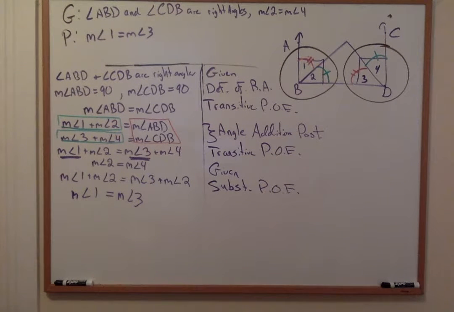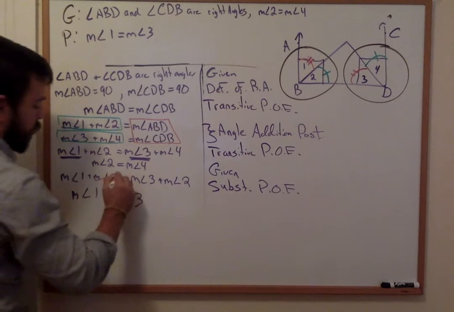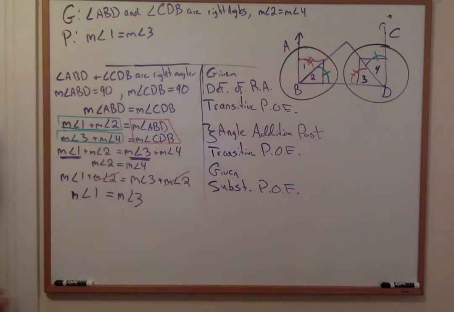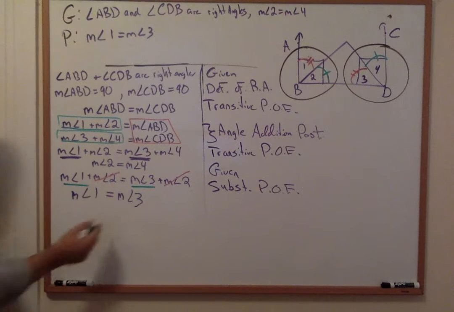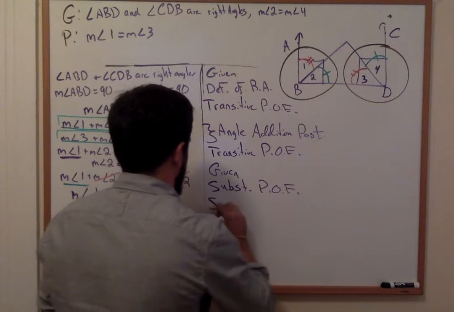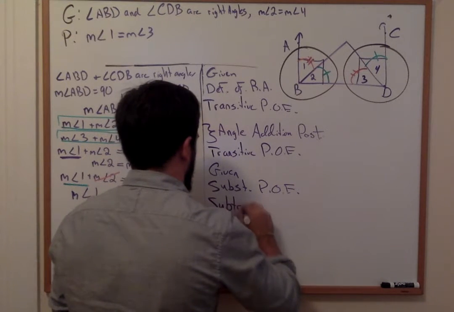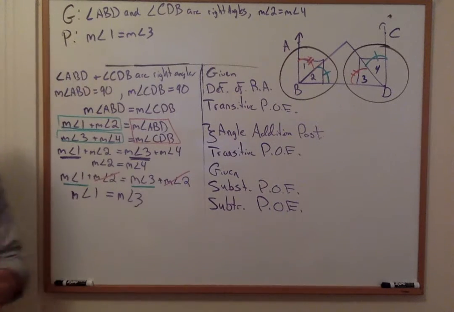Now, since both sides of this equation have the measure of angle 2, I can then subtract that measure and be just left with the measure of angle 1 equals the measure of angle 3. So our final step is the subtraction property of equality.